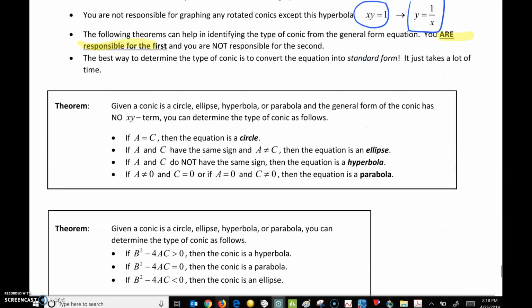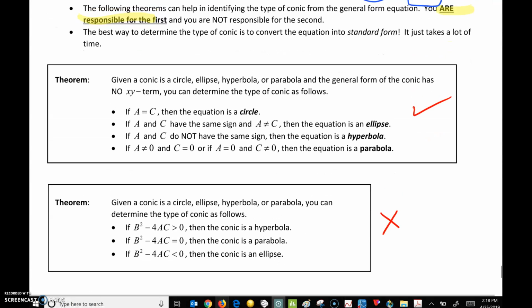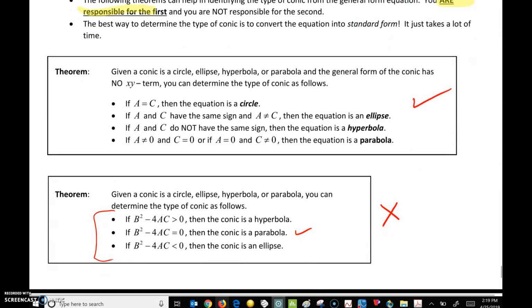So this I expect you to know, and it's kind of common sense. This you do not need to know, and it is certainly not common sense. In fact, I think it's kind of surprising. And to be honest, I've never really seen a proof, or really, I don't even know why this is true, so I can't really explain it to you. I'm sure you can find it if you wanted to dig a little bit.